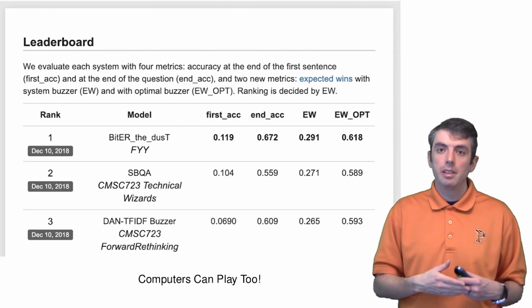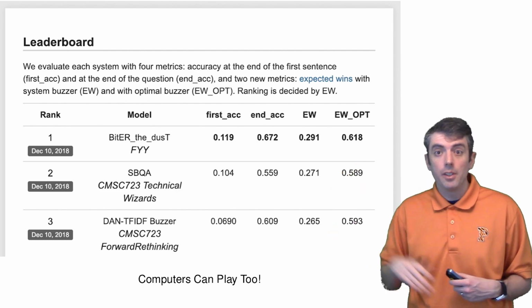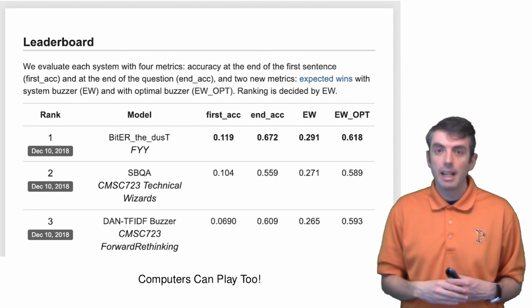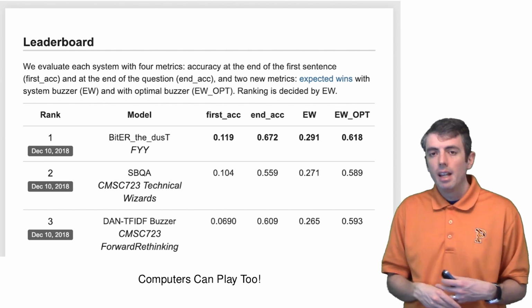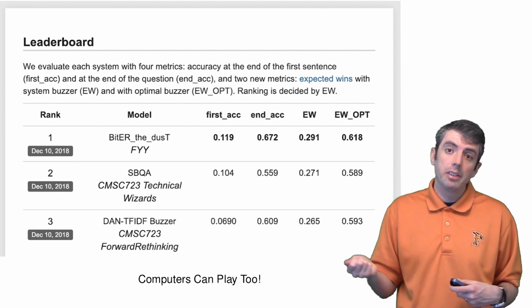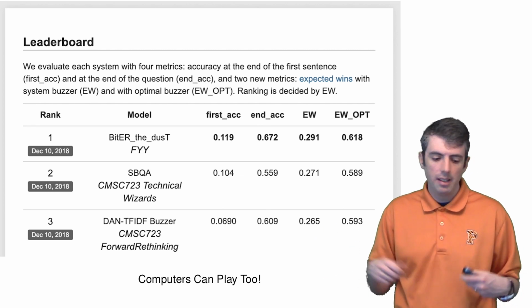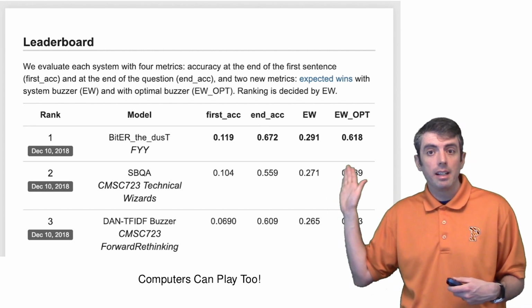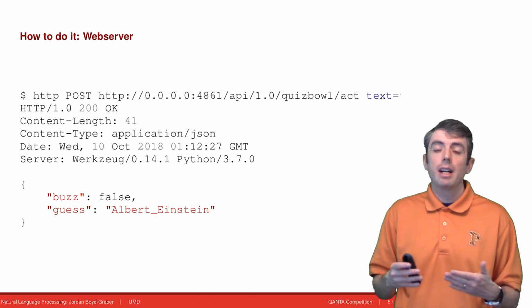Once you have submitted your systems, the score of your system will appear on our leaderboard at leaderboard.quanta.org. The metrics that we show are the accuracy at the end of the first sentence, the accuracy at the end of the entire question, and how you would fare against humans. We've talked about the interaction at a high level.